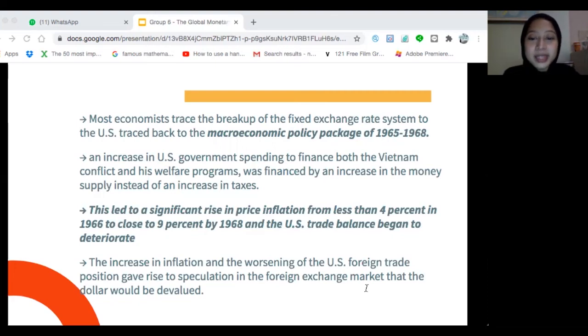With more money supply, people spent more, particularly on imports. And by 1971, for the first time since 1945, the United States was importing more than it was exporting. The increase in inflation and the worsening of the US foreign trade position gave rise to speculation in the foreign exchange market that the dollar would be devalued.